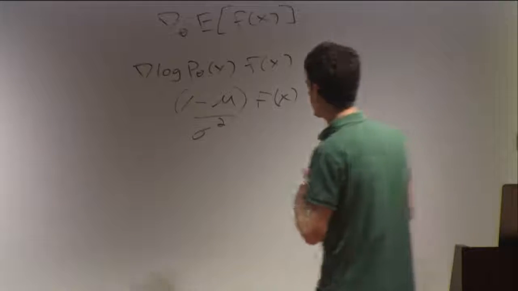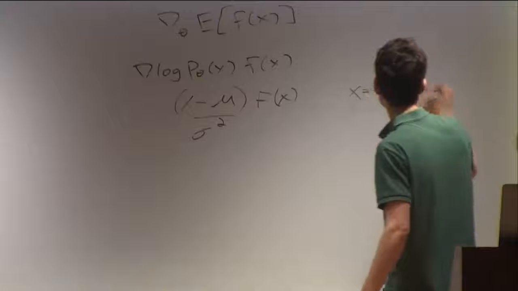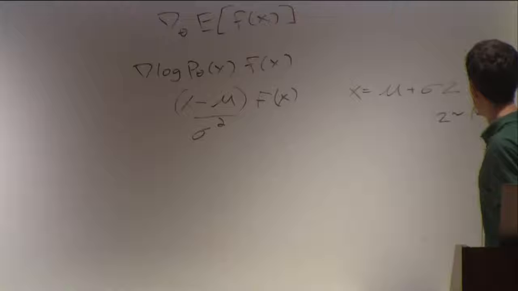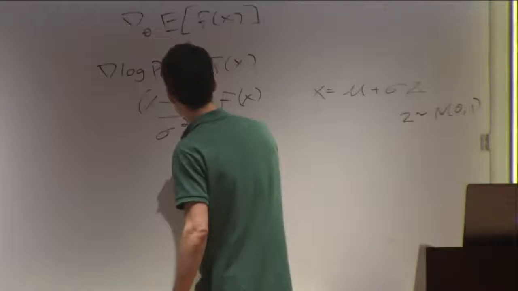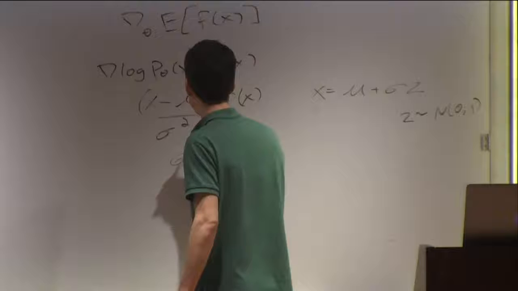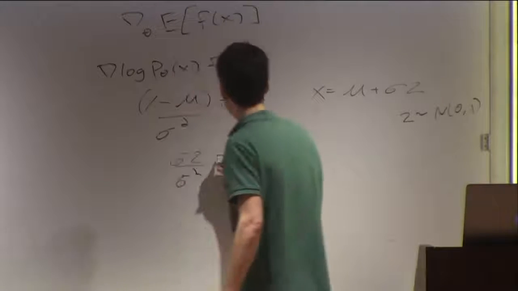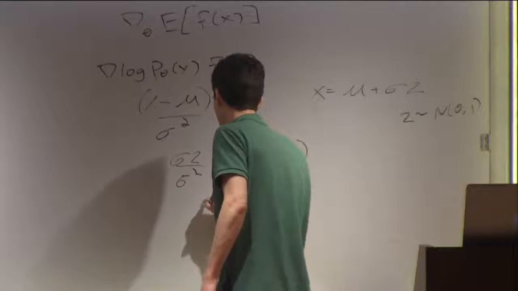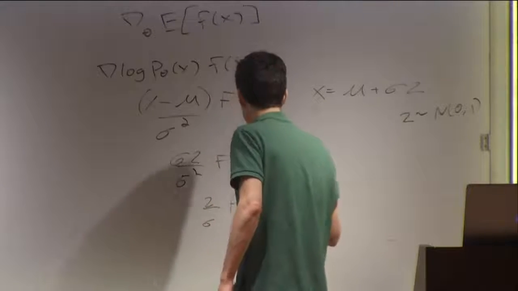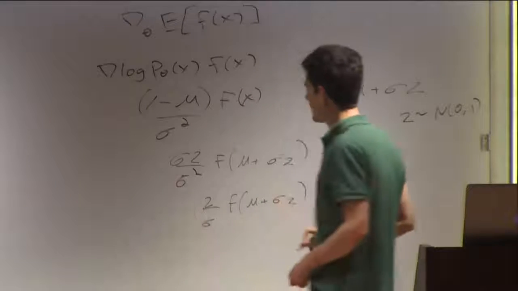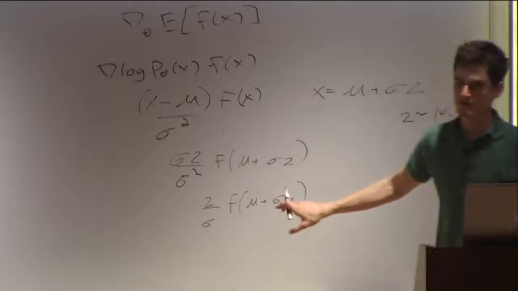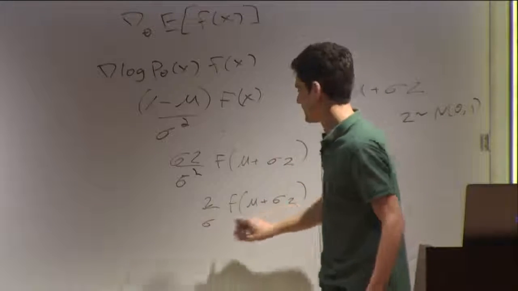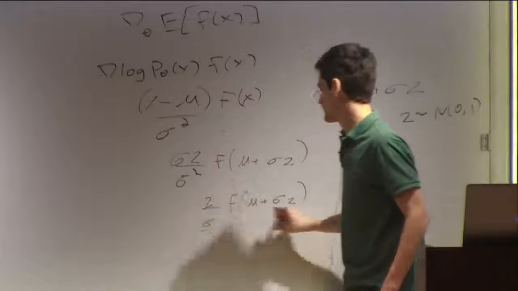If we rewrite it like x equals mean plus sigma times our random variable z, where z is from normal 0, 1, then we have sigma z over sigma squared times f of mu plus sigma z. So then we just have z over sigma times f of mu plus sigma z. And z, we're not changing the size of z. Z is always normal 0, 1.